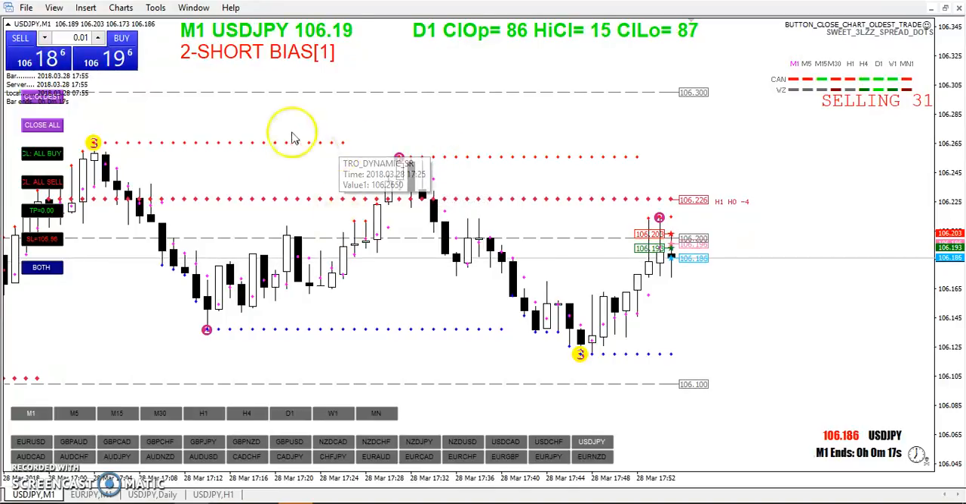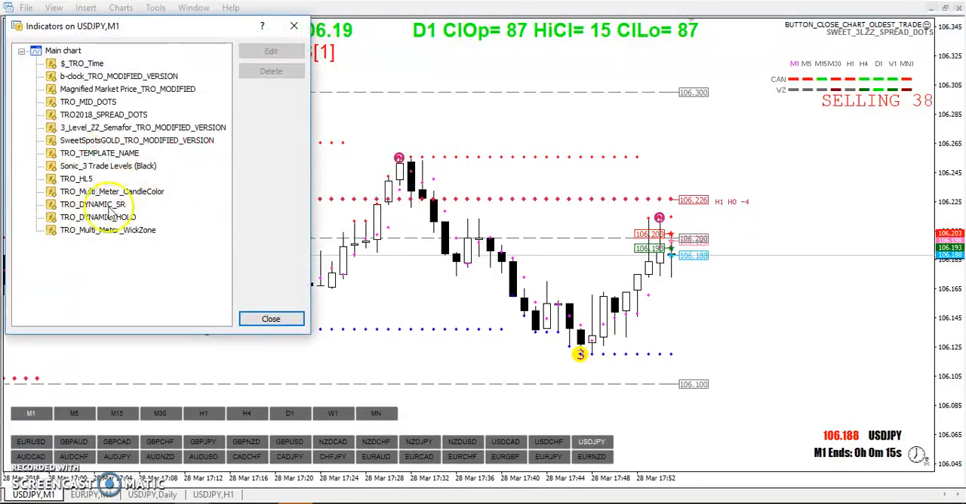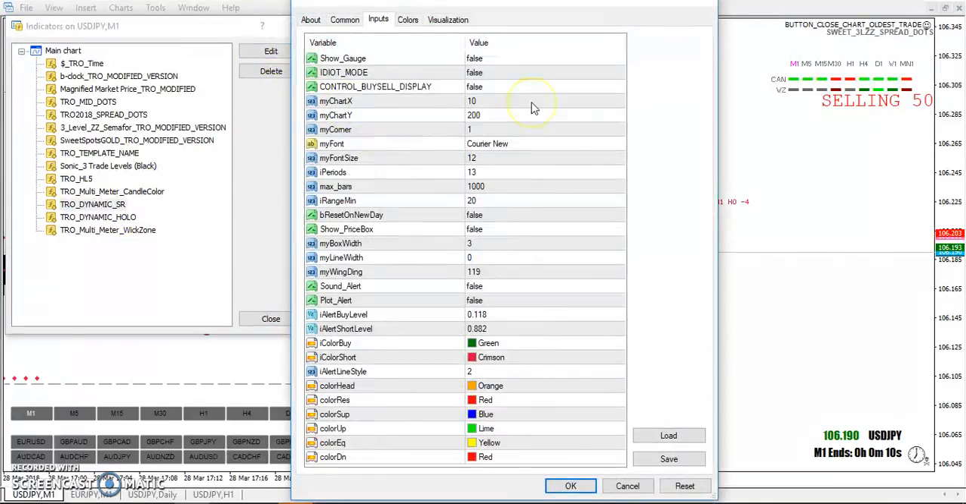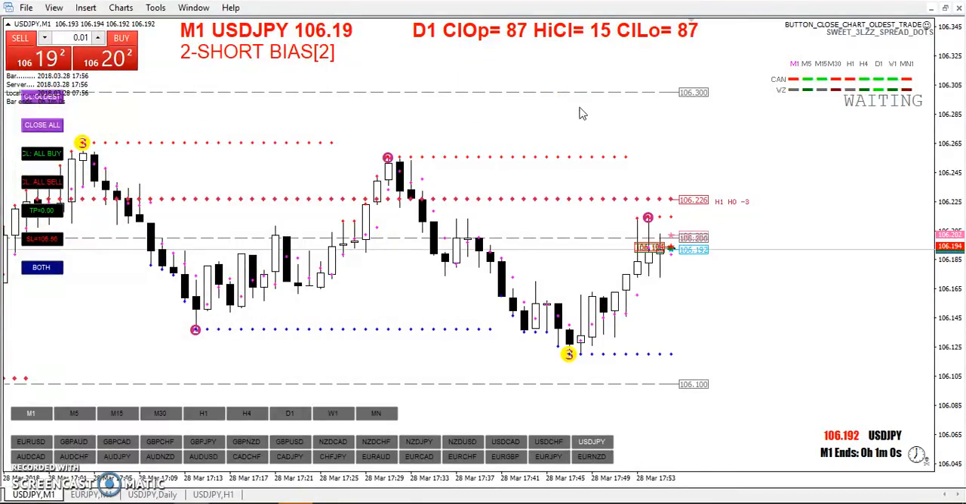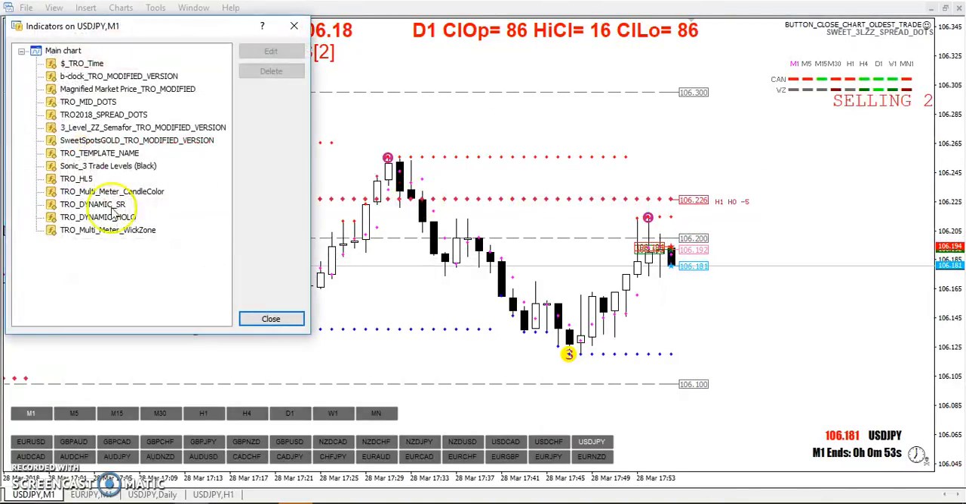And you can see these little diamonds. That's from the dynamic support resistance indicator. And I set the periods to 13. The default is 5. Once again, I don't want to see the 1 balls. And then this is just the high dynamic holo indicator right here.